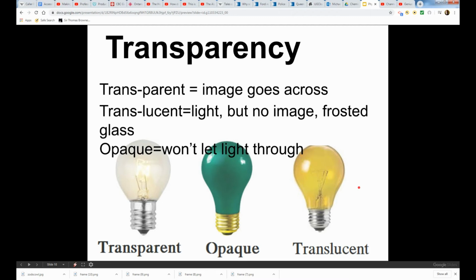Transparent means the image goes across. You can see right through it. Translucent means light gets through, but no images.